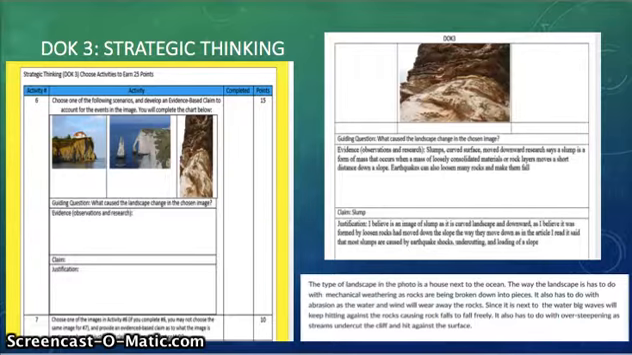Then for my DOK3, strategic thinking, this one is where they're creating their argument-driven inquiries. They are provided with a guiding question. They have to locate evidence data, and then formulate a claim based on that evidence, and then they tie it all together in their justification. They had multiple choices for DOK3. They had to earn 25 points.